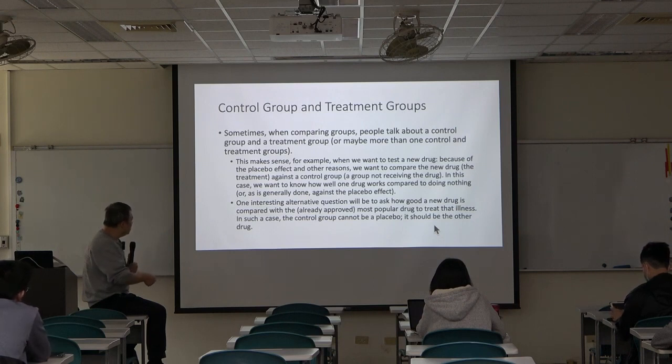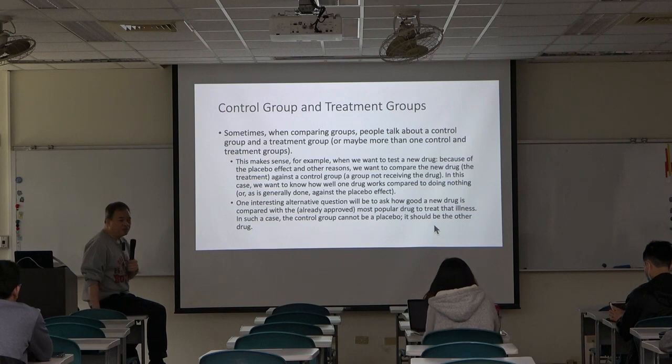One interesting alternative question will be to ask how good a new drug is compared with the already approved, most popular drug to treat that illness. For example, since I was talking about COVID-19, let's just use COVID-19 as an example. The new drug may be the 高端, right? Again, I don't know the English term for that. It's a new drug developed by Taiwanese people, and we know there are other drugs such as, what's the name?